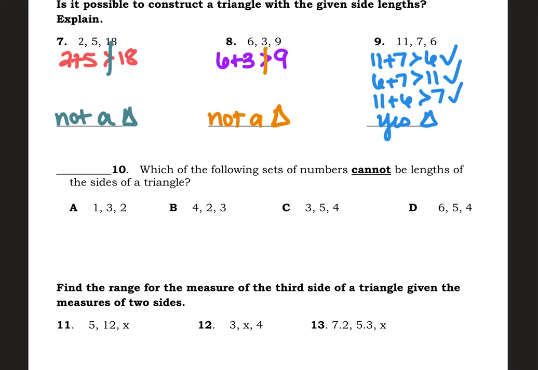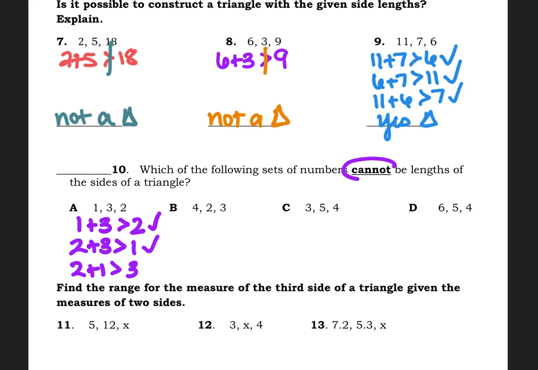All right, same idea. This one says which of the following sets of numbers cannot be the lengths of the sides of a triangle. So you're going to do the same thing. We're going to add 2, compare it to the third, okay? 1 plus 3, is that greater than 2? Yes. 2 plus 3, is that greater than 1? All right, 2 plus 1, is that greater than 3? No. So this one's not a triangle. Which one cannot make one? A. This is the one that didn't work, okay?